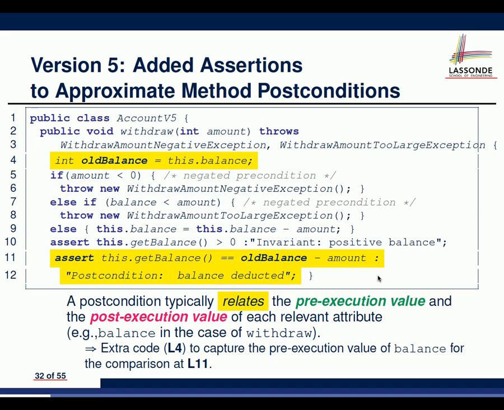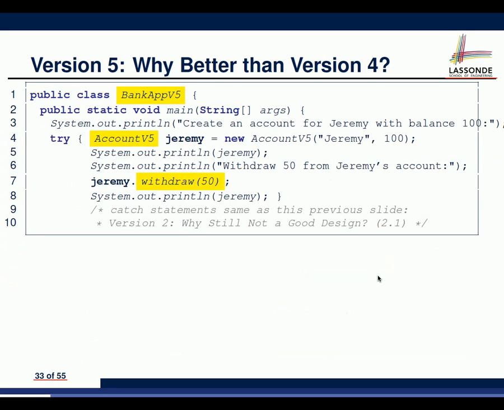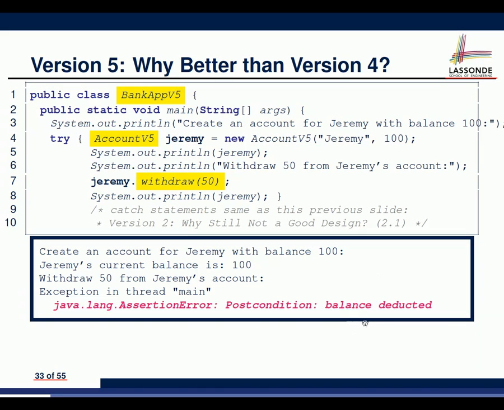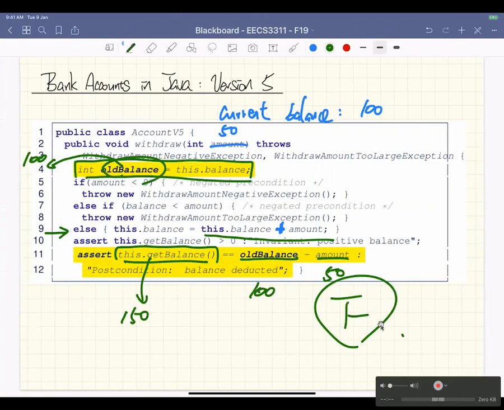This is a general principle for postcondition. You want to somehow relate the pre-state value and the post-state value in a way. That's a principle, but we're going to see example for sure. Why is it better? Because now you will get assertion violation, right? Exactly what I just showed you. Over here, that's the false, right?